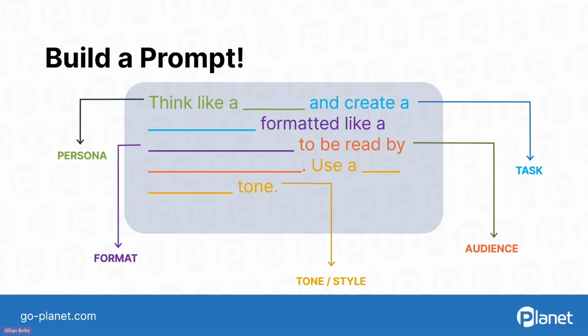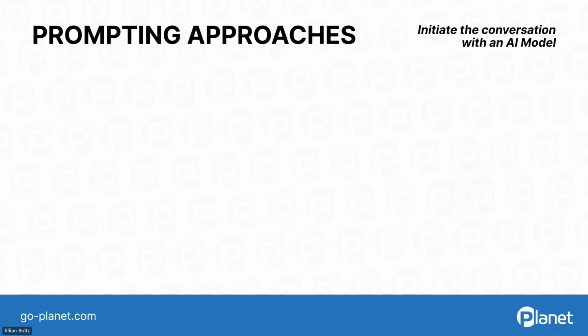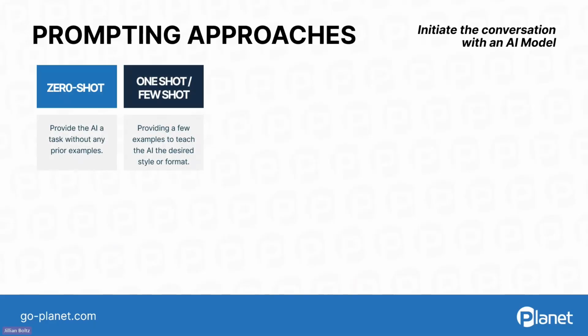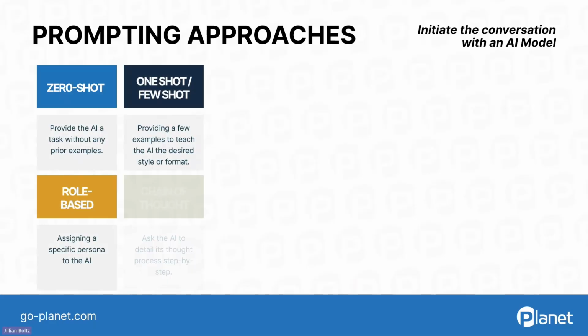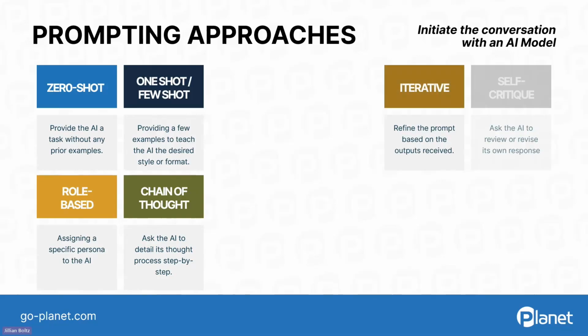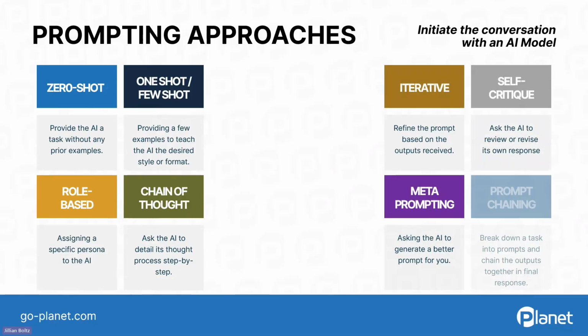So telling it to think like a specific person or persona, create a specific item, or complete a specific task, format that output in a specific format to be read by a specific audience, and then use a specific tone or style. So where do we begin? We're responsible to initiate the conversation with Copilot, but Copilot is eagerly waiting for our engagement. And when it comes to some of these examples, some are going to be better suited when we initiate the conversation, and others are perhaps more relevant once the conversation is underway.